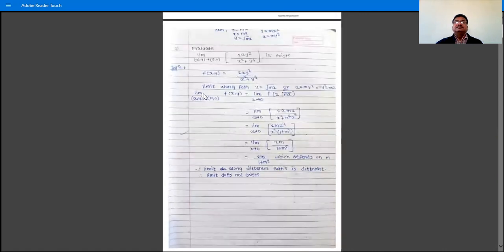Then the third example: evaluate the limit as (x, y) tends to (0, 0) of xy square divided by x square plus y raised to 4, if it exists.